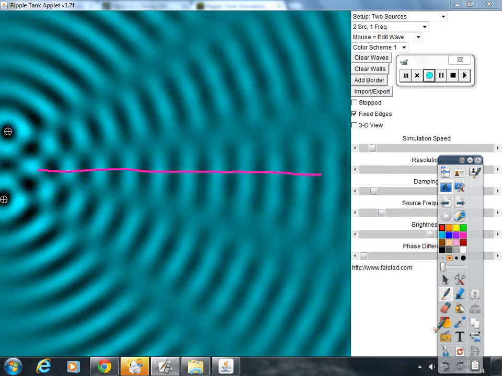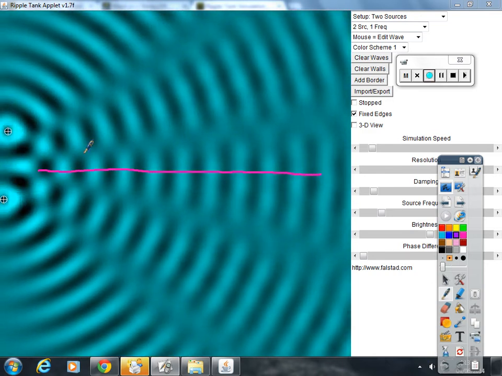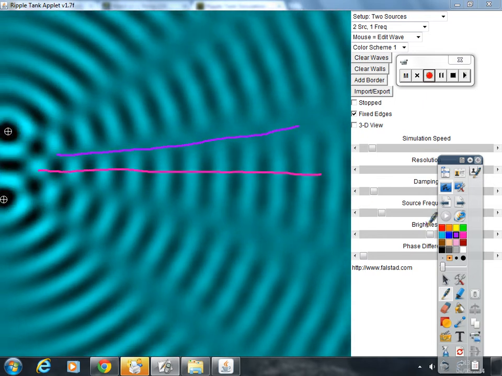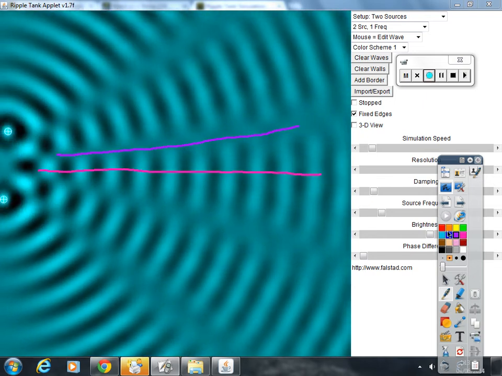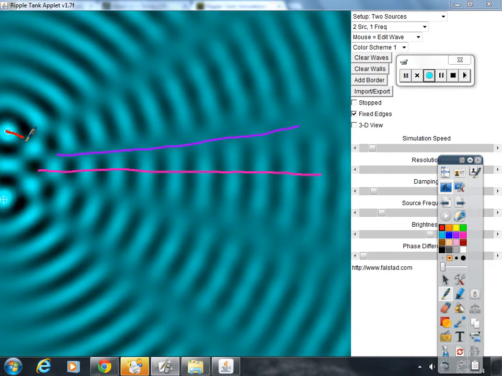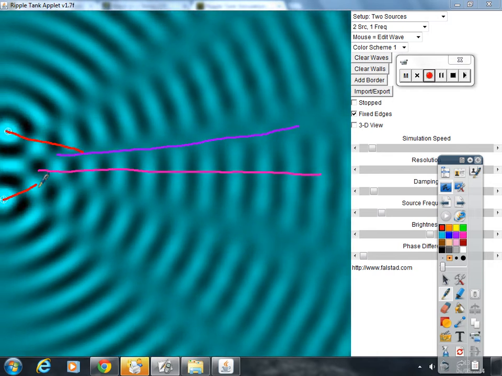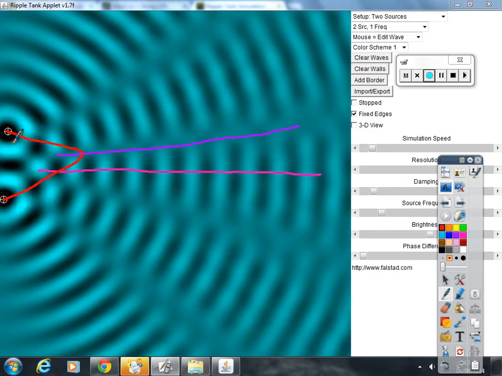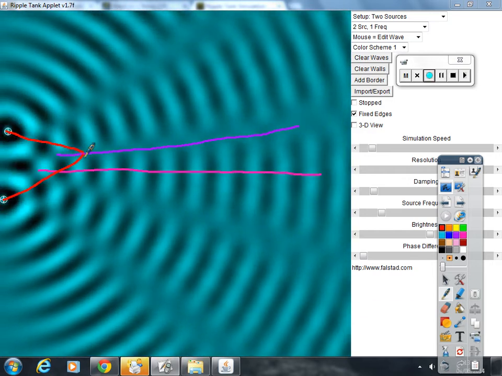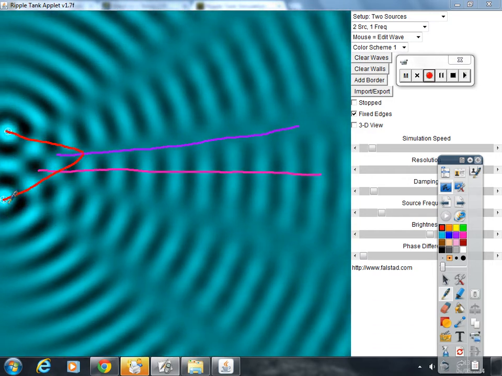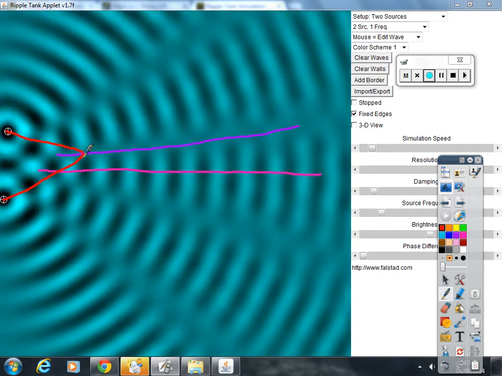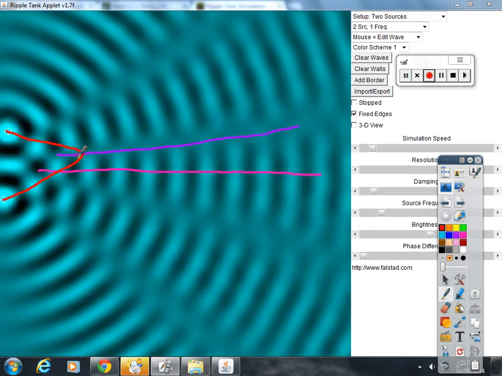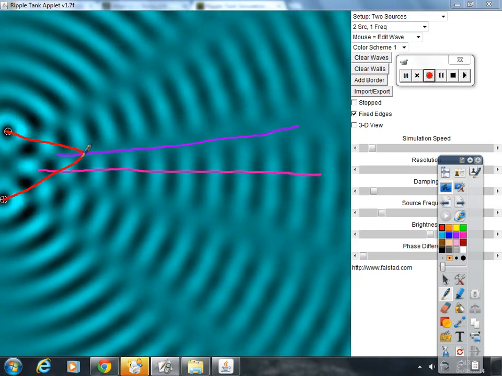interference. If we look along this line here, we can see we've got an area where really there's no wave activity at all. And again, if we draw in the paths that the two waves have followed, we can see quite clearly this time they're not equal in length. These waves here have travelled further than those waves here. And what's happened is these waves here have travelled half a wavelength further than these waves here. And we call that a path difference of half a wavelength.